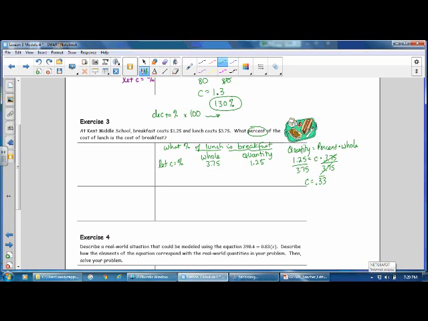Remember that we are to answer this as a percent. So we want to change the decimal representation to a percent. To change your decimal to a percent, multiply by 100, essentially moving your decimal 2 places to the right. And so our answer is 33.3 repeating percent. So the question was asking, what percent of lunch is breakfast? Breakfast is 33.33% of the cost of lunch.